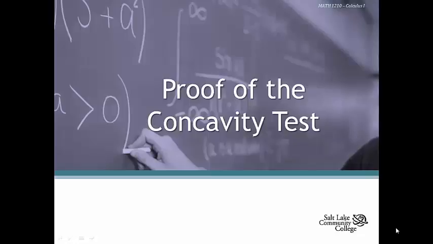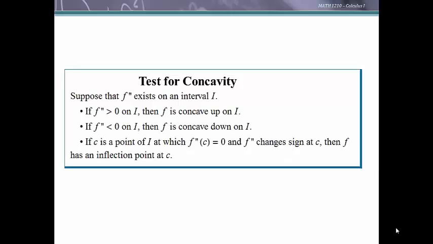Let's go ahead and prove the concavity test, which says suppose that the second derivative exists on an interval. If the second derivative is positive on the interval, then the function is concave up on the interval. If the second derivative is negative on the interval, then the function is concave down on the interval. Those are the two parts we want to prove.